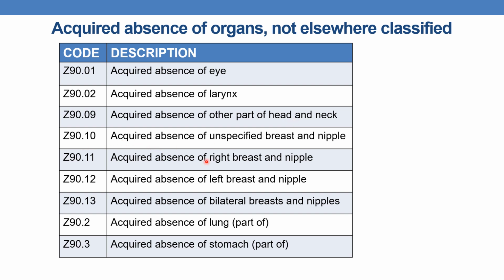Z90.10 indicates acquired absence of unspecified breast and nipple. The next is Z90.11 indicates acquired absence of right breast and nipple. The next is Z90.12 indicates acquired absence of left breast and nipple. Z90.13 indicates acquired absence of bilateral breast and nipple. The next Z90.2 indicates acquired absence of lung or part of lung. The next is Z90.3 indicates acquired absence of stomach or part of stomach.